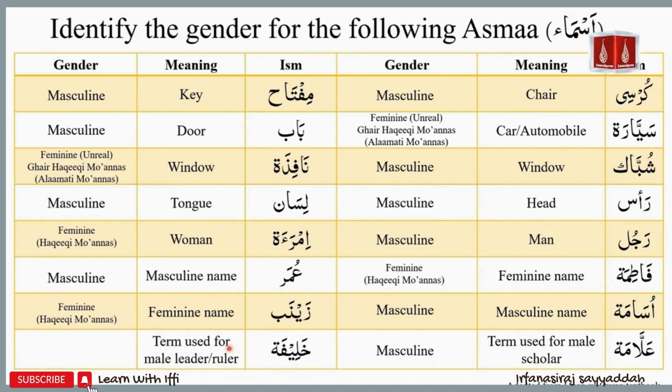Khalifa is a term used for a male leader or a male ruler. Because it is used for a male gender, then it will be used as masculine, despite the presence of the gol ta at the end.